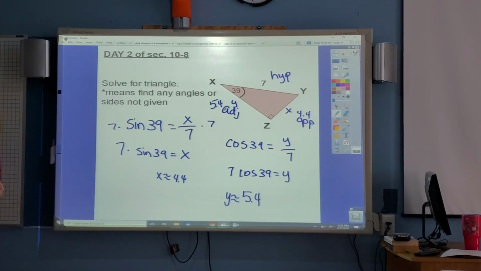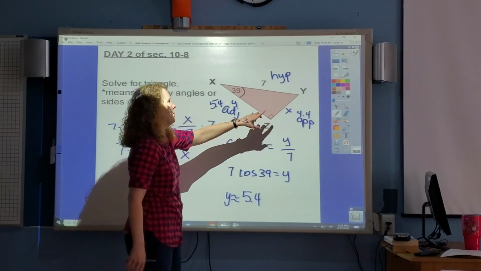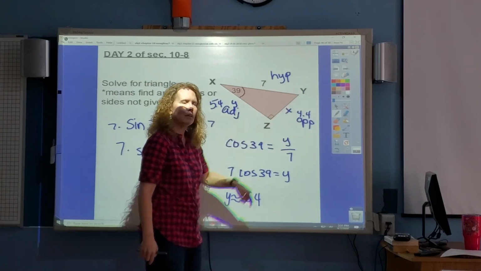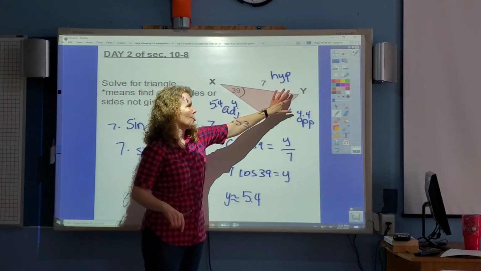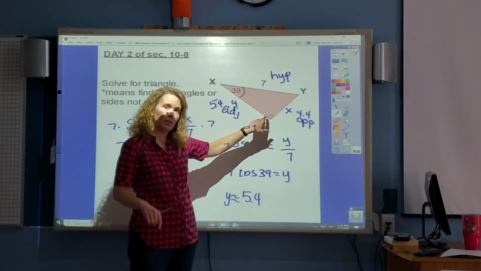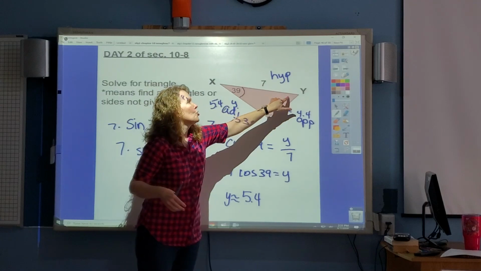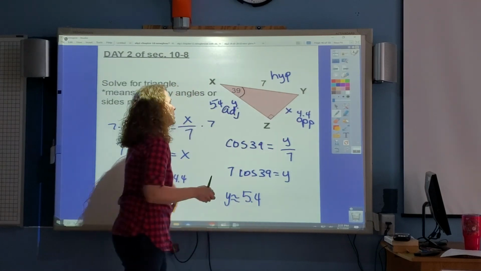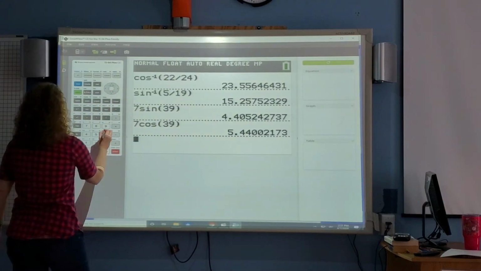What's left? We got one angle up there, right? Because remember, that's 90. You never have to figure that one out. We got to figure out this one. Let me show you a quick way to do it. These two angles plus the 90 have to equal 180. Well, here's a better way. These two have to equal 90. So you need to do 90 minus 39.